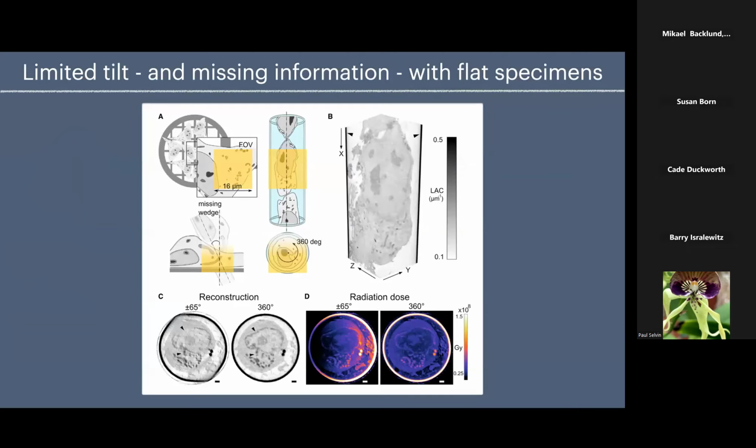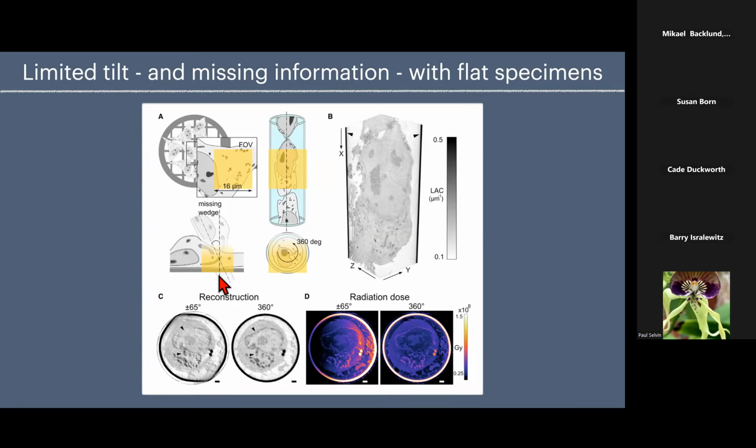So to solve the limited tilt problem, we use a full rotation. What does that really mean? You look at the bottom here, you can see with limited tilt, you've got missing information. The specimen gets thicker and thicker, and there's more obstruction from the specimen itself. It also causes more radiation damage because you have to use a higher dose of X-rays at higher tilt. Biggest problem is, you've limited your abilities.